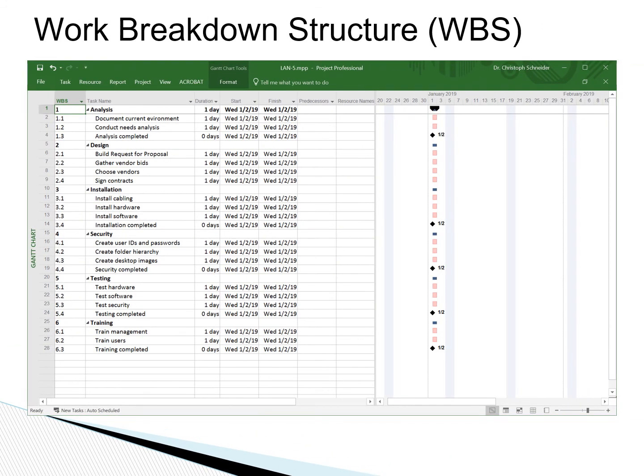And one of the things that you learned by watching the videos about project management is that work breakdown structure is a pretty key term in project management. That's really breaking down the project into phases, and then for each phase deciding what tasks need to happen. And Microsoft Project provides a very nice display of the work breakdown structure.